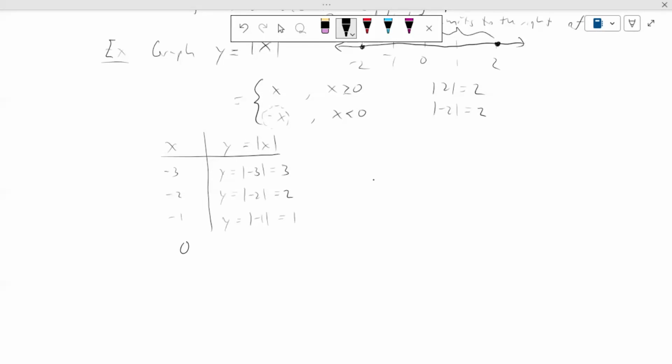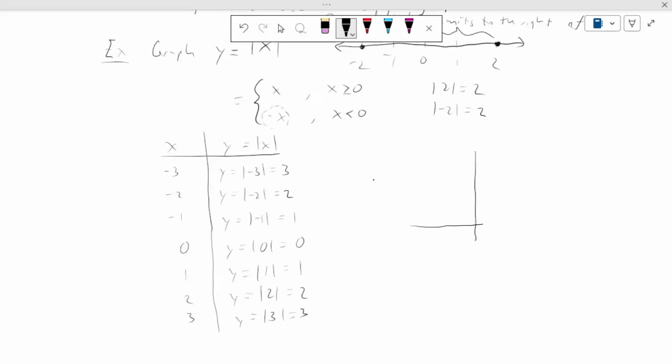Now 0, 1, 2, and 3 are easy. For anything greater than or equal to 0, I'll just use the same x value. So when x is 0, y, which is the absolute value of 0, will also be 0. The absolute value of 1 will also be 1, the absolute value of 2 will also be 2, and so on. All right, let's plot it.